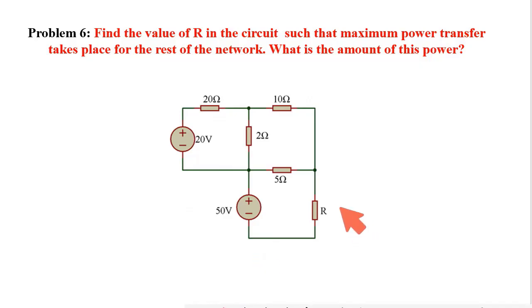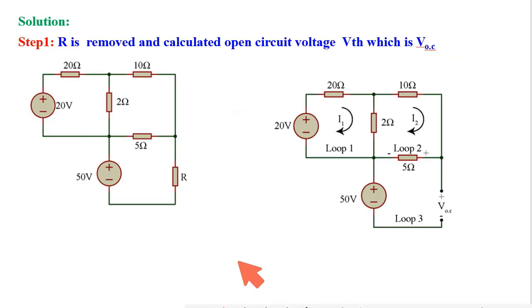Problem 6. I need to find the value of load resistance to get the maximum power from the rest of the circuit, and also calculate the maximum power at the load. I am following the maximum power transfer theorem. I need to find VTH, that is the open circuit voltage.